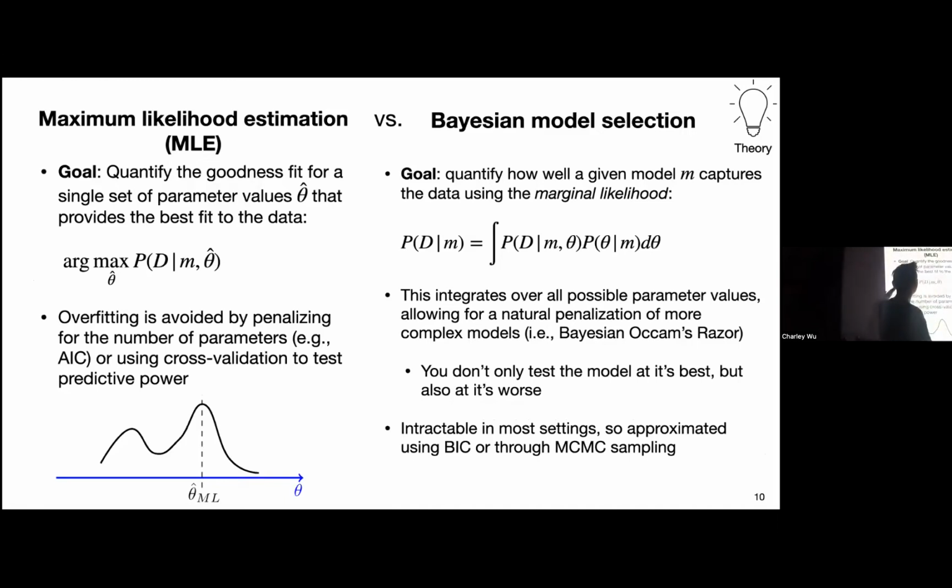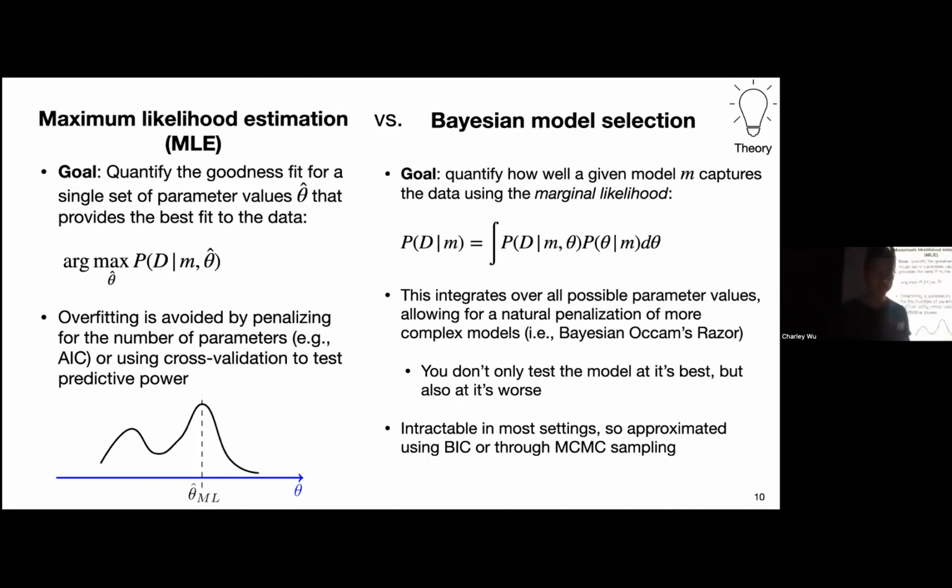So maximum likelihood estimation, as we showed earlier in tutorial 2, the goal is to quantify the goodness of fit for a single set of parameter values, theta hat, that provides the best fit to the data. So we're trying to find an argmax of theta hat, some value of theta hat that maximizes the likelihood. And now I've augmented this notation a little bit to also include M to specify a specific model, because now we're having multiple models in the mix.